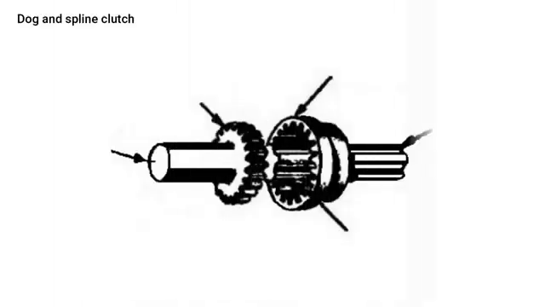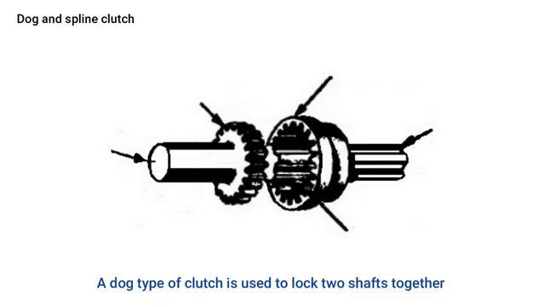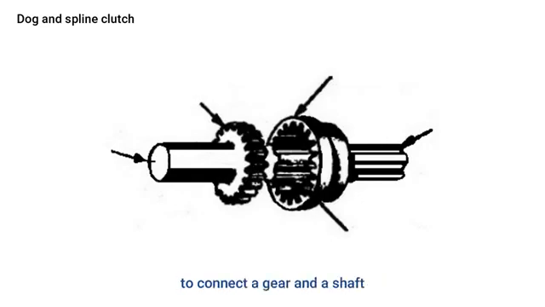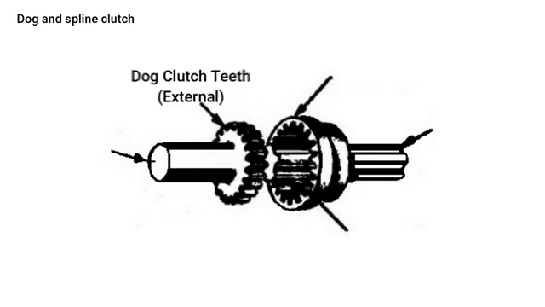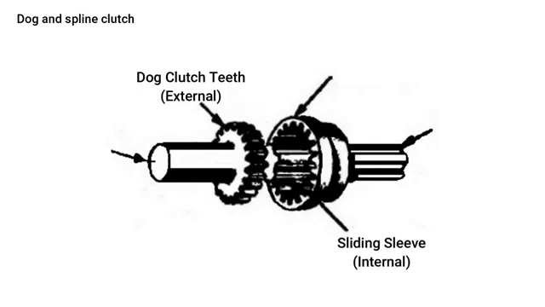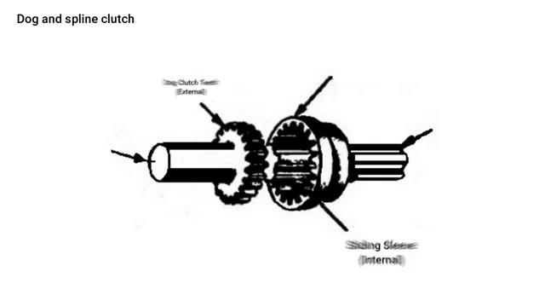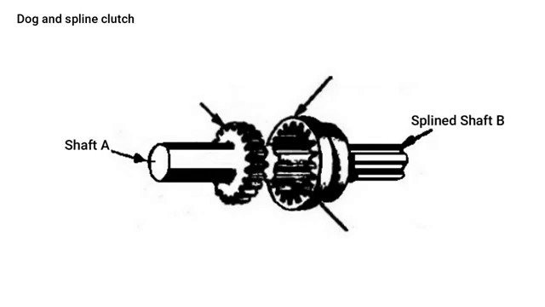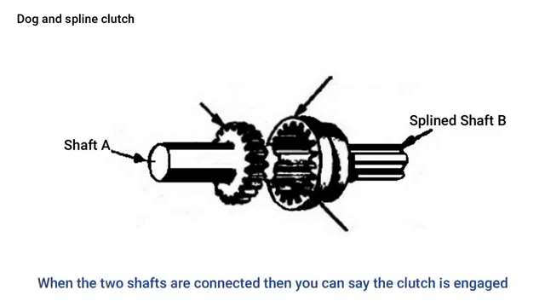Dog and spline clutch. The dog type clutch is used to lock two shafts together, or to connect a gear and shaft. There are two parts of the clutch. The one is the dog clutch, which has external teeth, and the other is a sliding sleeve which has internal teeth. Both shafts are designed in such a way that one will rotate the other at the same speed and will never slip. When the two shafts are connected, the clutch is engaged.